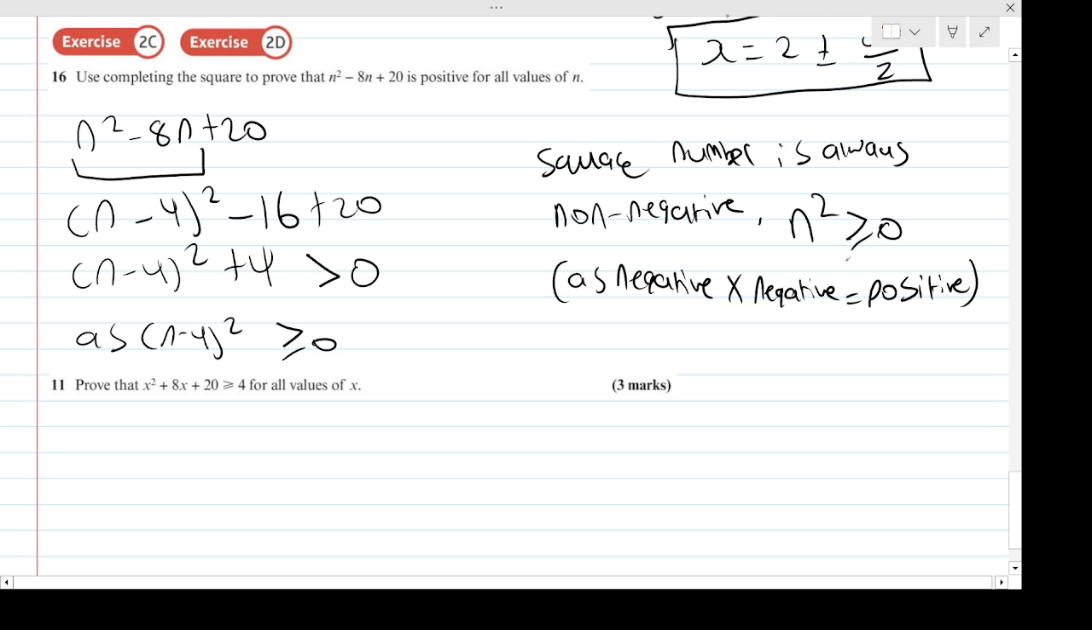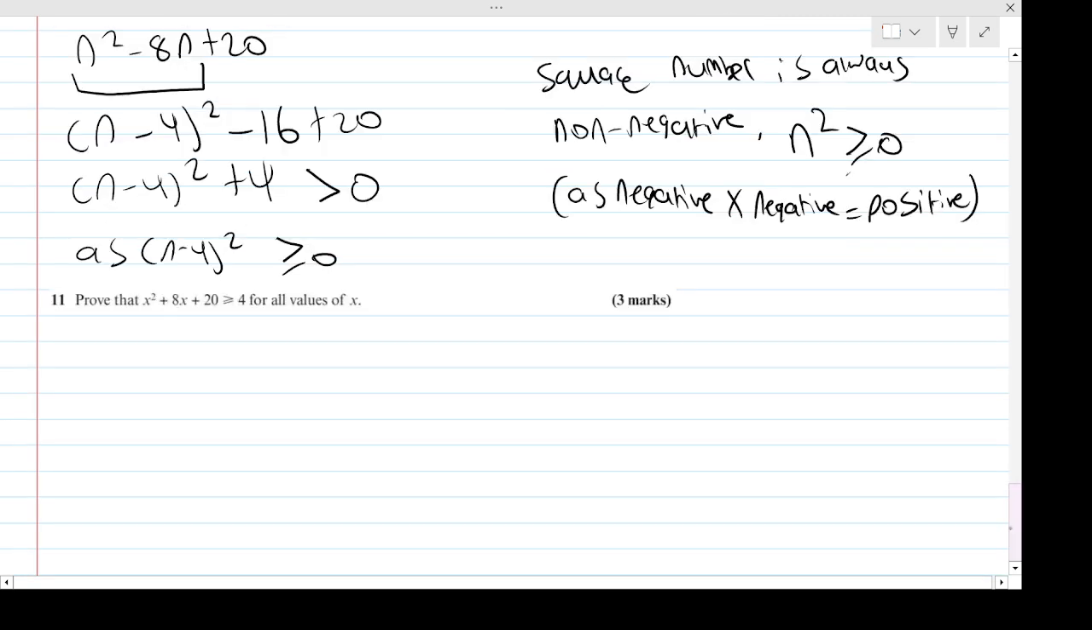Okay, and we have one last example to leave off from. So then we need to prove that x squared plus 8x plus 20 is greater than or equal to 4. Well, this time it doesn't tell us to complete the square, but with quadratics, there's only so much we can do. We can either perhaps solve it, but the problem is, first of all, we have an inequality, not an equation. So we're not solving for a particular value.